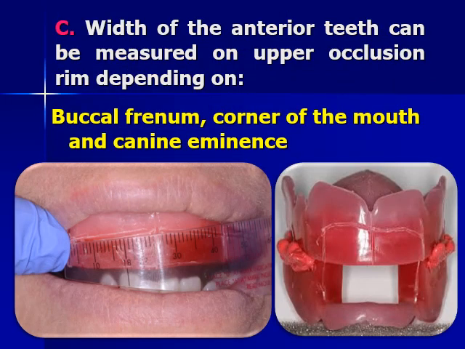The other method that can help in the measurement of the width of anterior teeth is the occlusal rim. Depending on the occlusal rim, different landmarks can help to determine this width, which you took in lecture number 2, sorry. This includes the buccal frenum, the corner of the mouth, and the canine eminence. These three help us in determining the width of the upper anterior teeth.